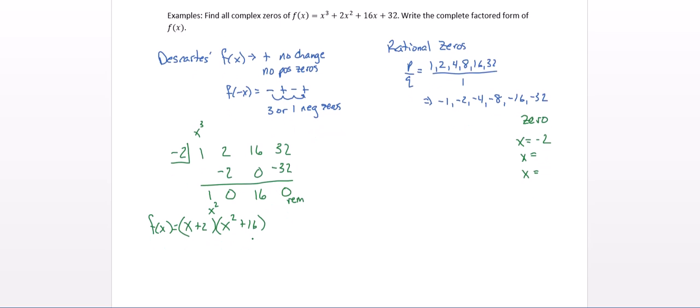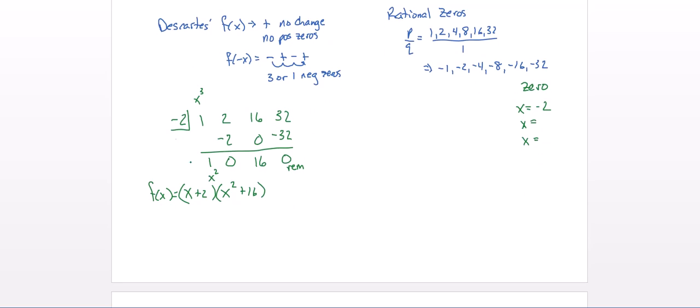And the sum of squares doesn't have a perfect formula for factoring, but remember I'm trying to find zeros. So if x squared plus 16 equals 0, then x squared equals negative 16, and x equals plus or minus the square root of negative 16, which is plus or minus 4i. So I have positive 4i, I have negative 4i. I know my zeros.